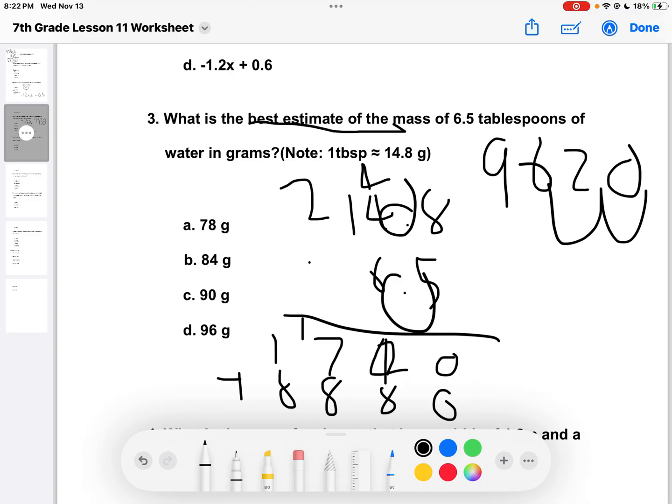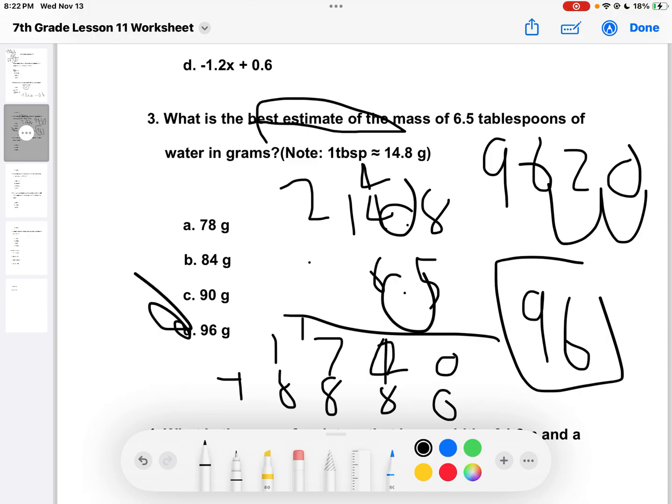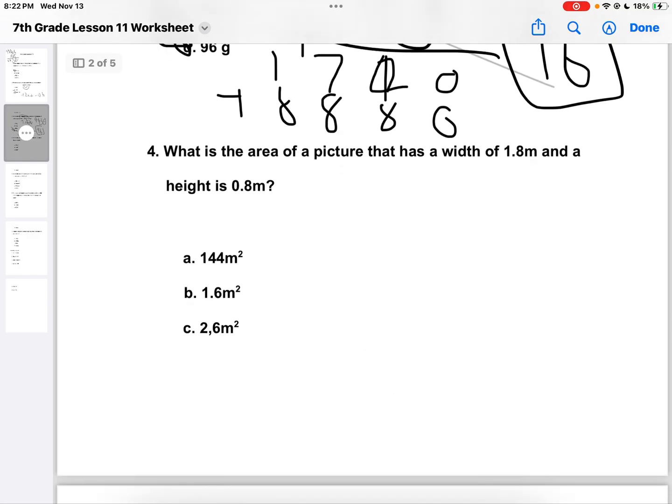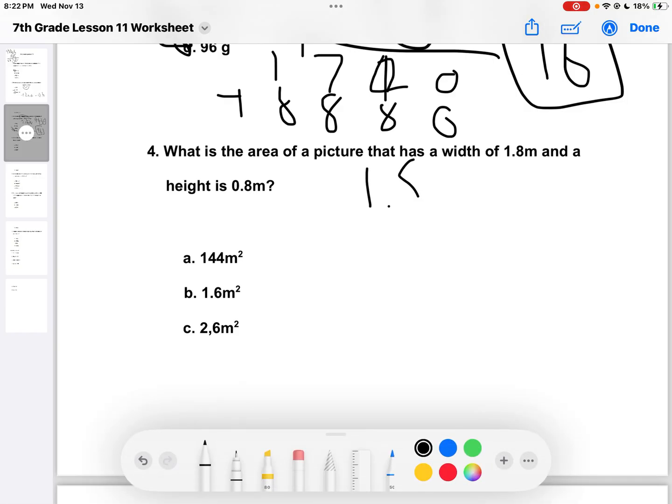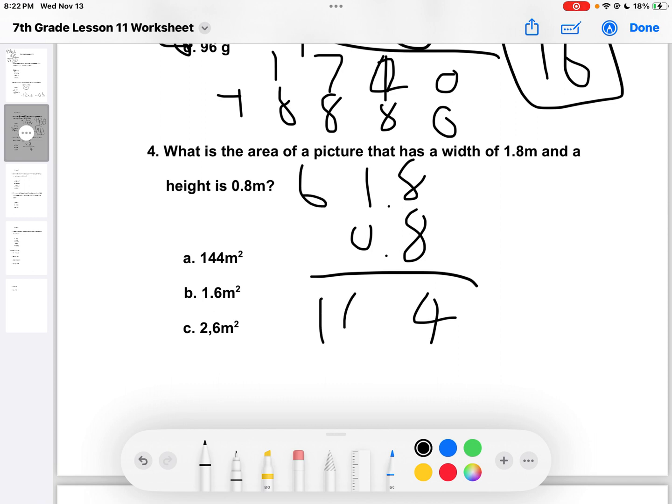But over here it says what is the best estimate, so it will just be 96. So the answer will be D. Alright, number 4, what is the area of a picture that has a width of 1.8 meters and a height of 0.8 meters? So we just multiply together since it's area to get 8 times 8 is 64, transfer the 6. 8 times 1 is 8, plus 6 is 14, and 2 decimal places in total, so it'll be 1.44. So it'll be A. This was just a typo, so this is supposed to be 1.44.